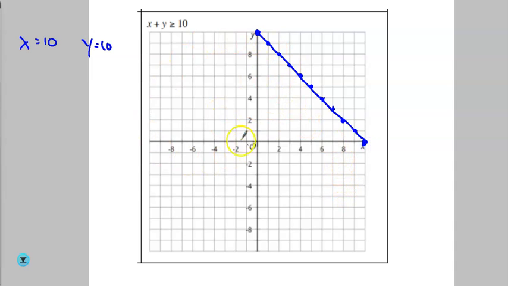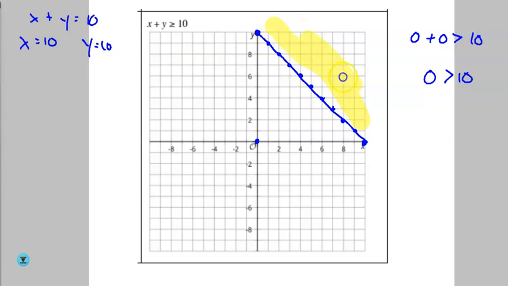So now it doesn't go through the origin, so I'm going to try 0, 0. Is that greater than 10? So here I'm doing the equal to part to get the line. Here I'm doing the inequality to see where I'm going to shade. So if I plug in 0 and 0, that's not greater than 10. So it's not on this side of the line, so the shading must be on this side, up here. Everything up here would give you a pair of numbers that's greater than 10.